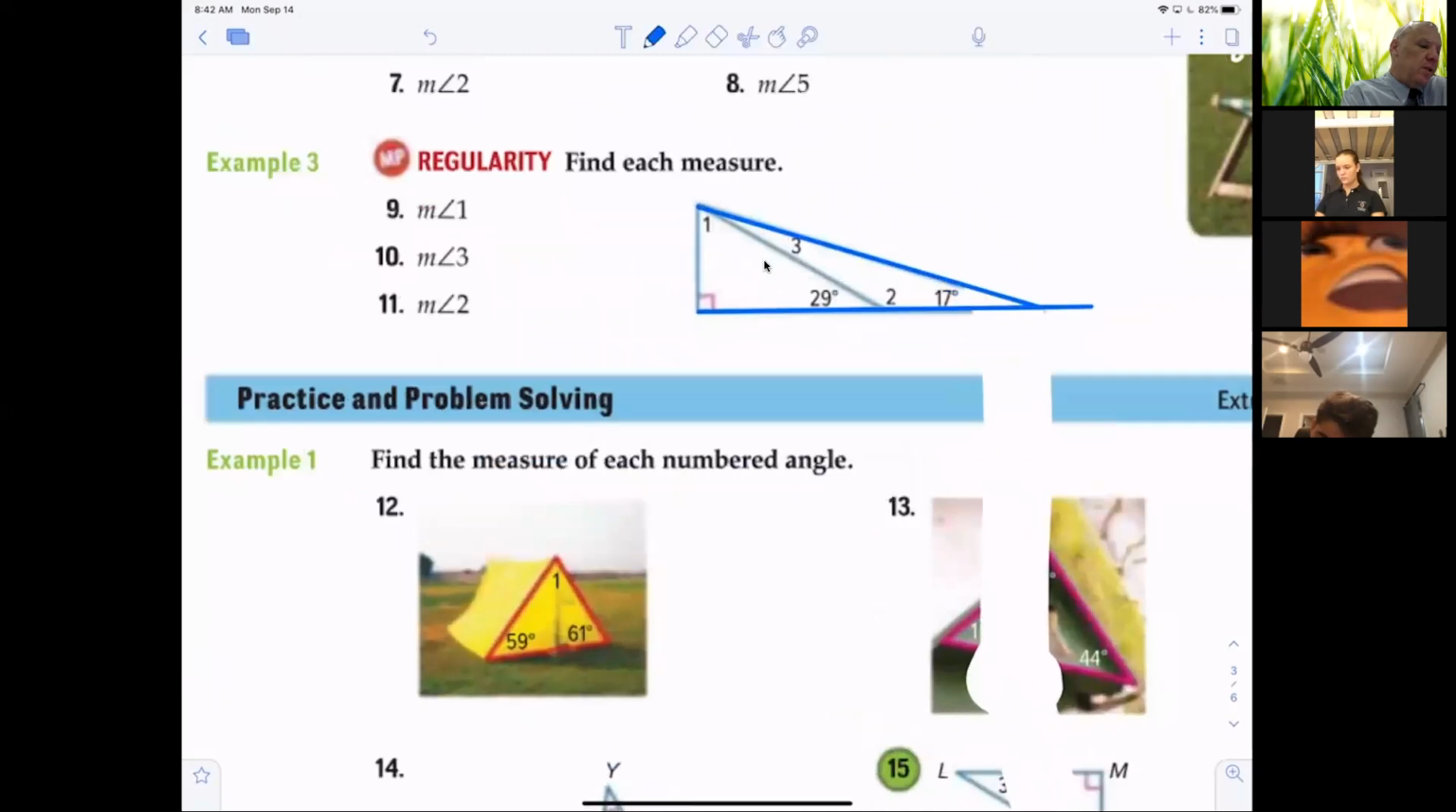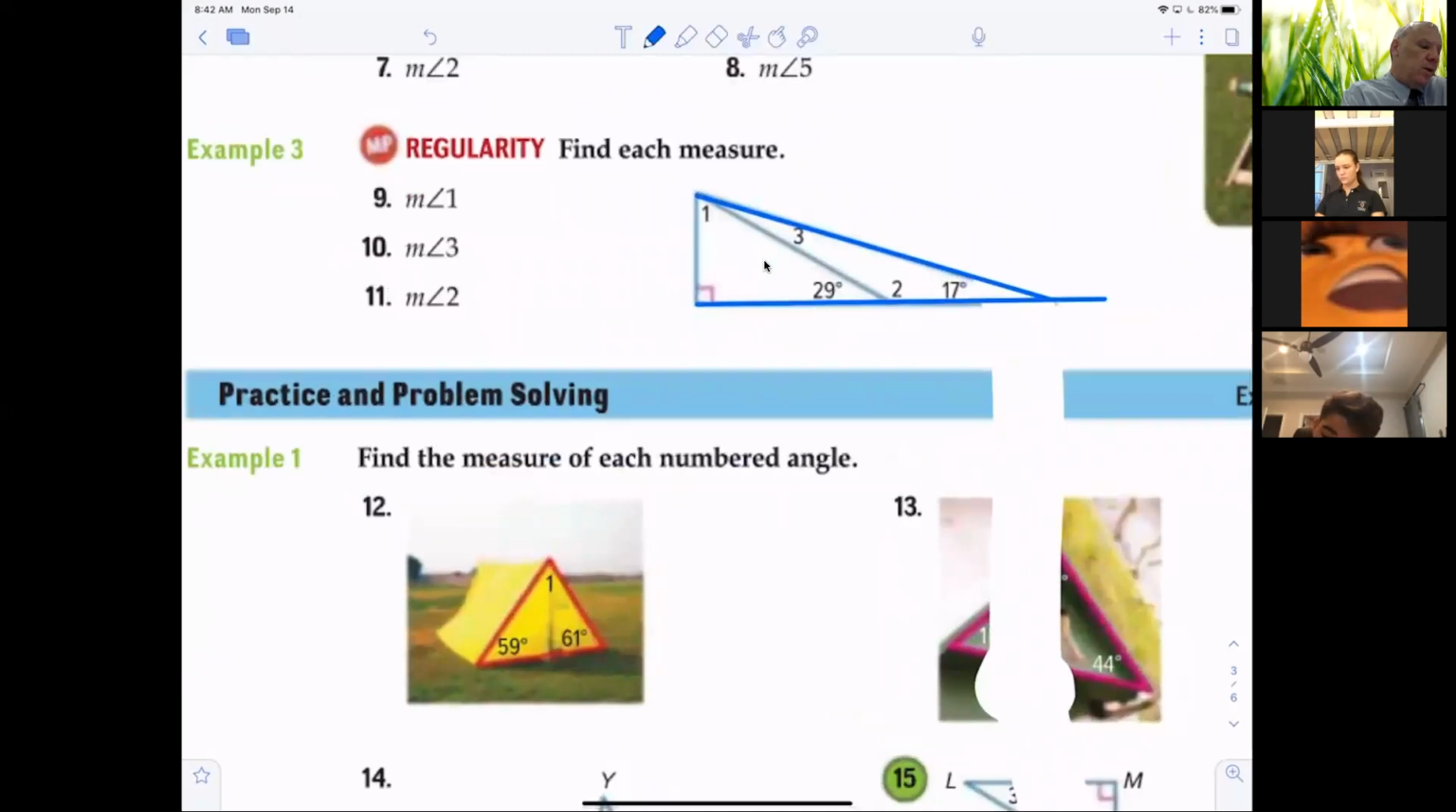So angle 1 is easy. What's angle 1? 61. Come on now, guys. Someone else, speak up. So then, if this is 61, how do I find angle 3? Angle 3 is automatically 12. Does everybody see how we did that so fast?